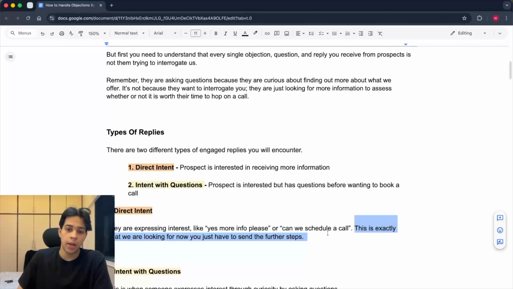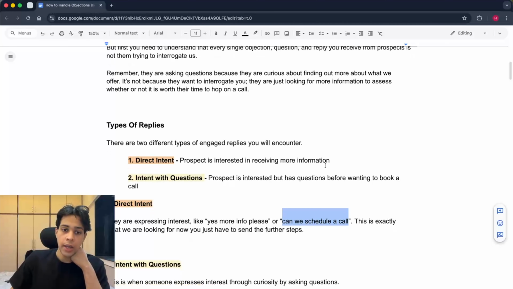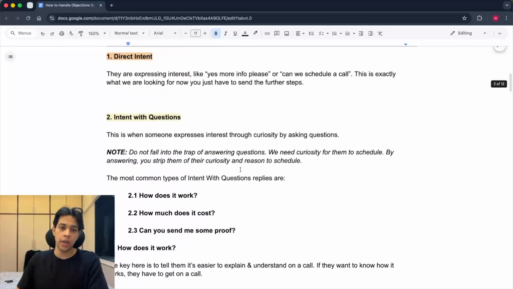So if you are running a cold email system where you send them a calendar link, and they're like, okay, cool, we can schedule a call, you just send them the calendar link, follow your SOPs from there, right? So direct intent is pretty simple. You already know how to handle this. The main one is this one. So let's get into this one, okay?